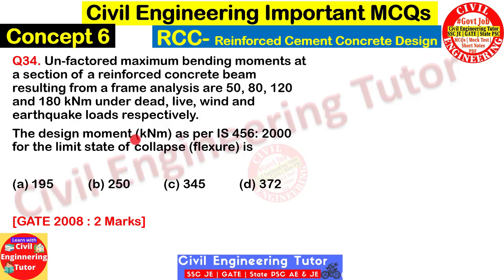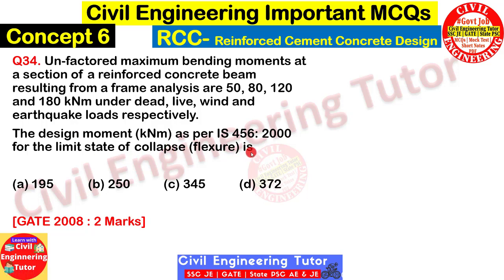Here it is said that unfactored maximum bending moments at a section of a reinforced concrete beam resulting from a frame analysis are 50, 80, 120 and 180 kN under dead, live, wind and earthquake loads respectively. So unfactored bending moments are given for dead load, live load, wind load and earthquake load respectively. Now we have to find the design moment as per IS 456 for the limit state of collapse flexure condition.